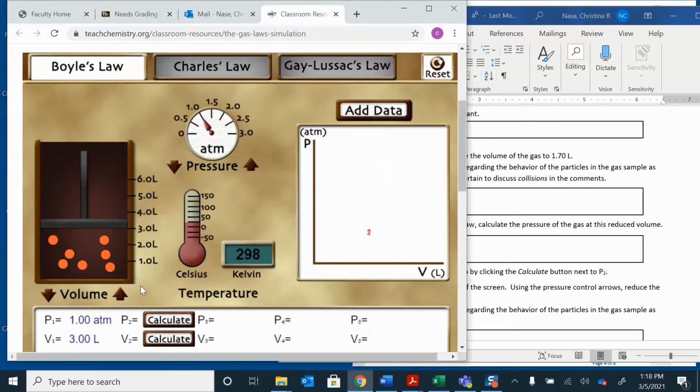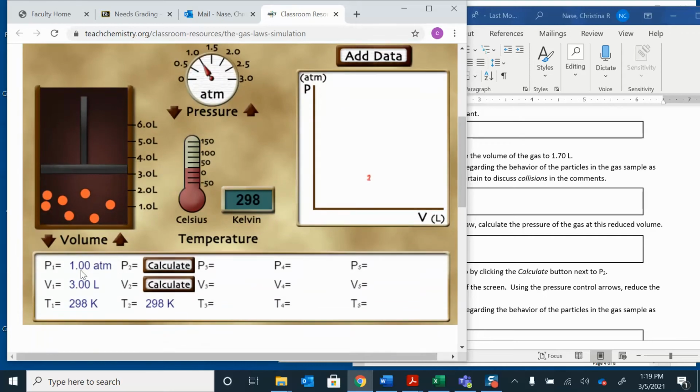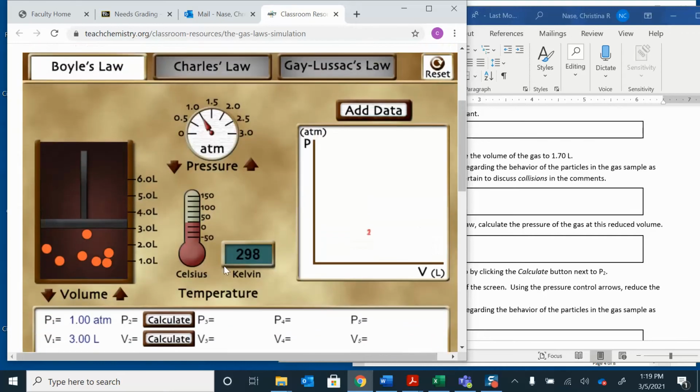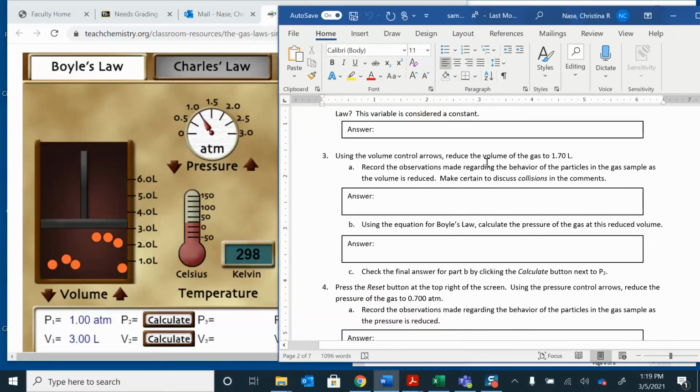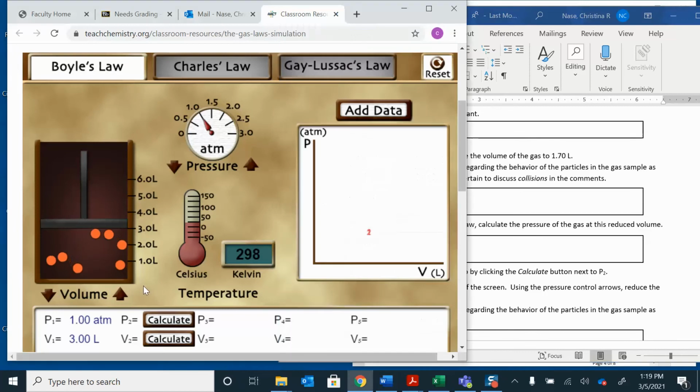First you're going to change the volume, so I'm going to use the volume control arrows. Notice that it's starting off at a pressure of 1 and a volume of 3. It says to reduce the volume, so I'm going to push the down arrow down to 1.7. When I do that, I change the volume, and a new point shows up on this graph of pressure versus volume.